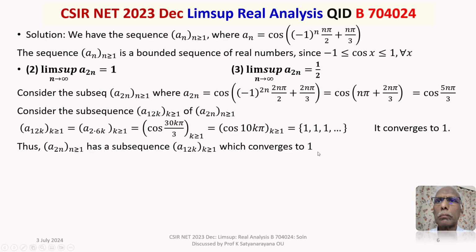So then what is 1 called? 1 is a subsequential limit. 1 is a subsequential limit of a_2n, n greater than or equal to 1.